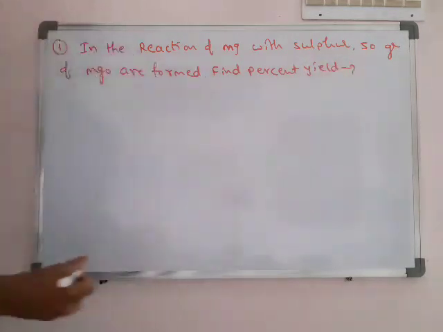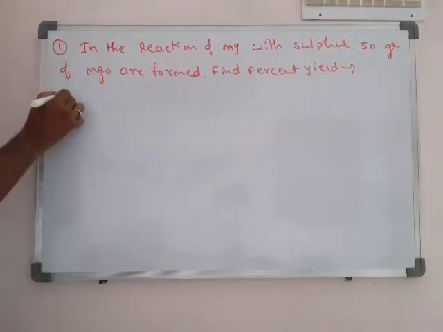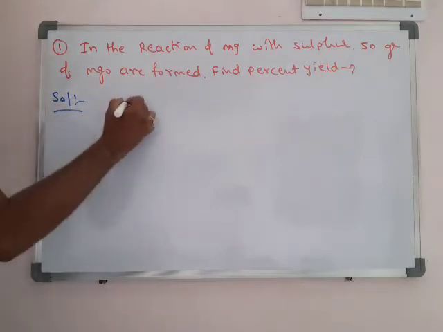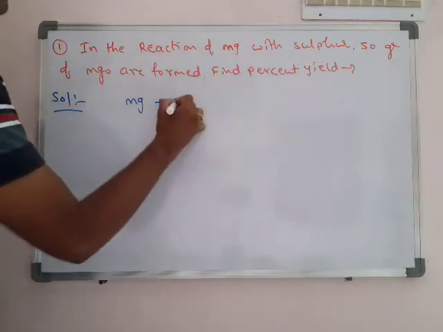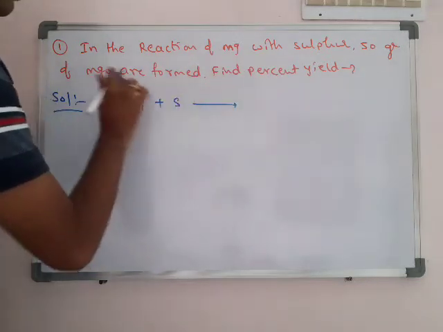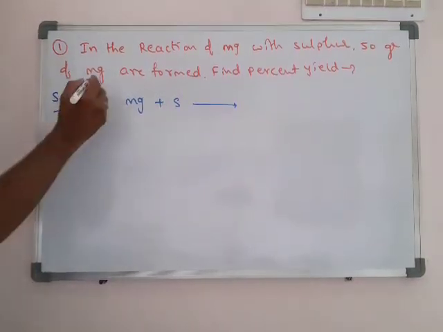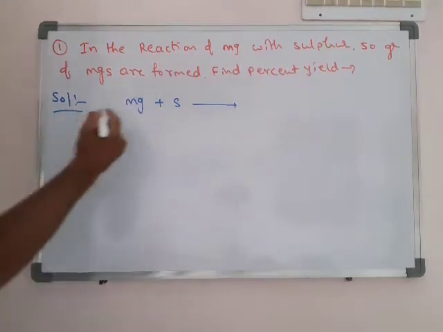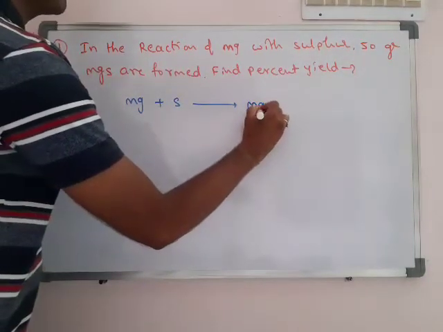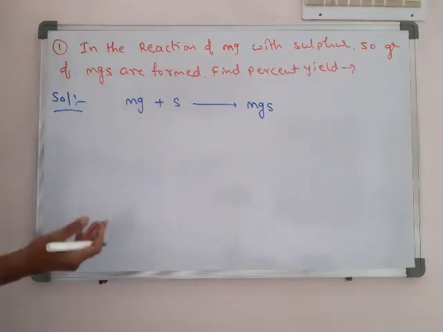So find percent yield. Here it is important to write the balanced equation, which means we must know about that reaction. So here a simple reaction is given. Magnesium reacted with sulfur and there is the formation of magnesium sulfide, MgS. So what is the formula? We know the actual weight.